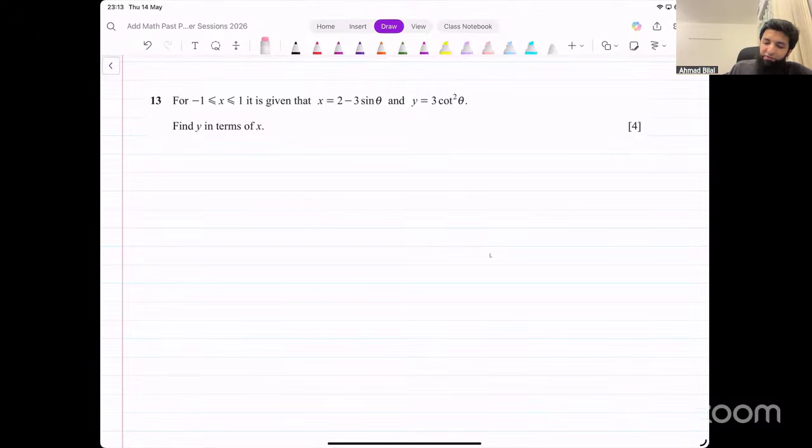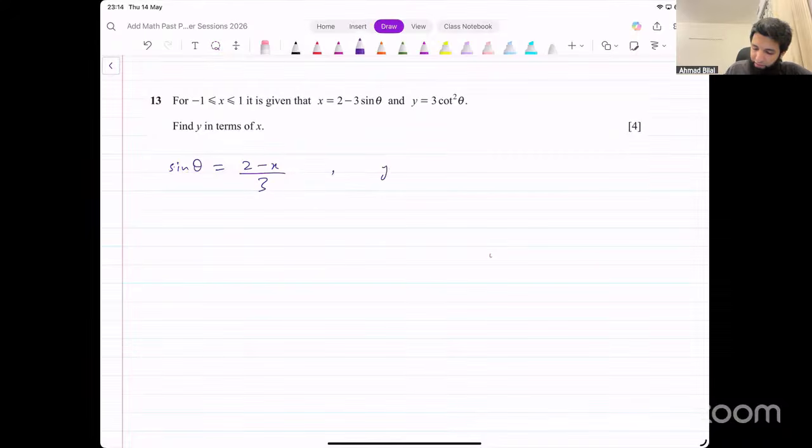Okay, so what we have to do is make y the subject, right? Let's do that and see how we can do that. x equals 2 minus 3 sine theta. We need to get rid of theta from these equations. If I make sine theta the subject, that gives me 2 minus x divided by 3. Sine theta equals this. Now, if I take the inverse of this, that's going to make things complicated. Let's just leave it as it is for now.